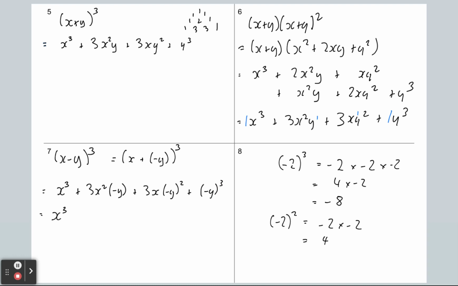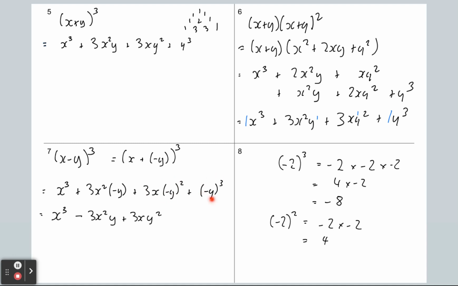So we've got an x cubed plus 3x squared times (−y). Oh, hang on, that's an odd power. It's raised to the power of 1, which is odd. So that's actually going to be 3 times x squared times negative y. So this whole term is negative. So instead of adding it, I'm going to be subtracting 3x squared y. The next one is (−y) squared, which is y squared. So the whole term is positive, so it's going to be plus 3xy squared.